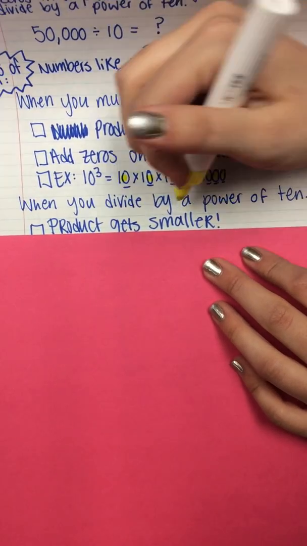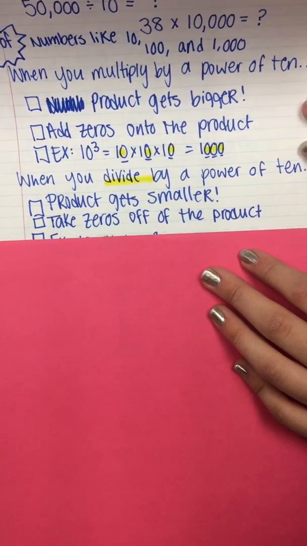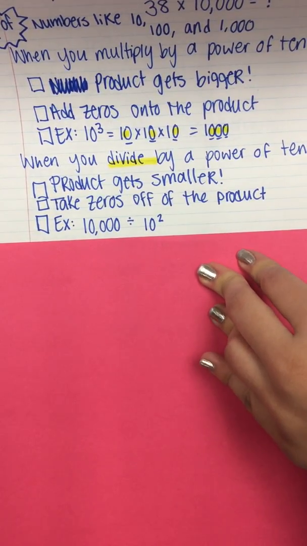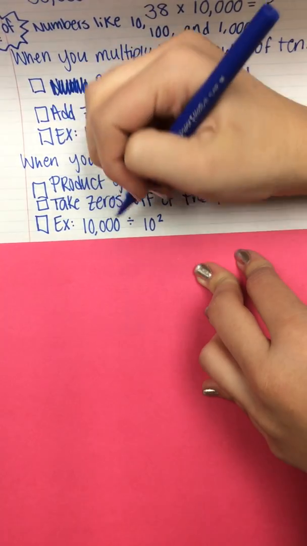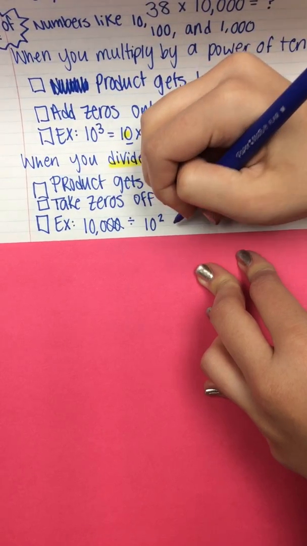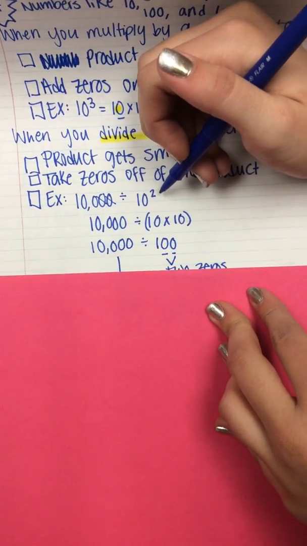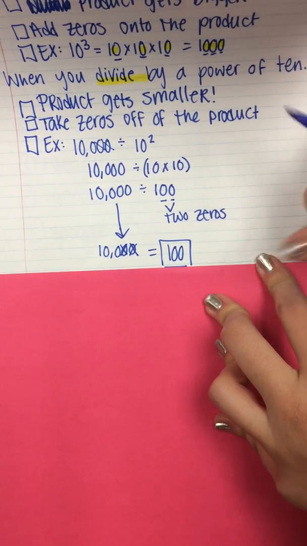But when you divide by a power of 10, the product gets smaller. We're taking zeros off of the product. For example, if I did 10,000 divided by 10 squared, I am going to actually be canceling out 2 of these zeros. So my answer is going to be 100.